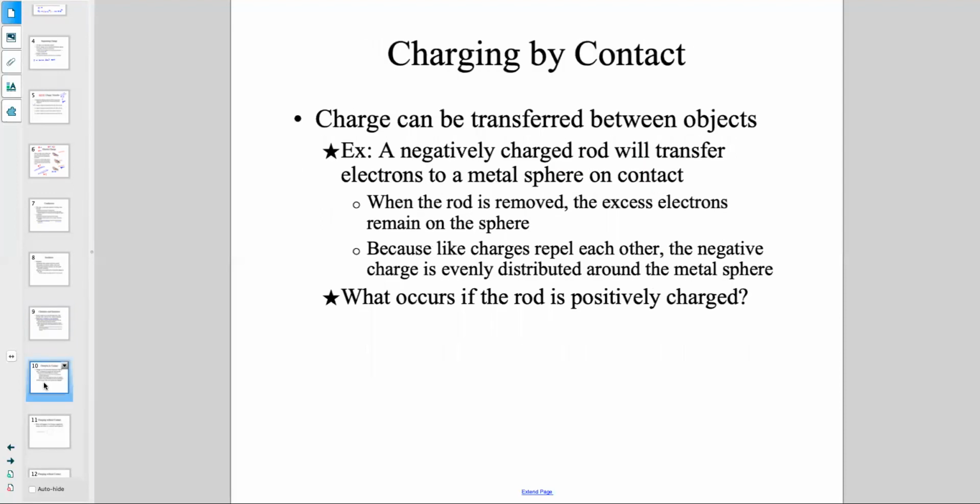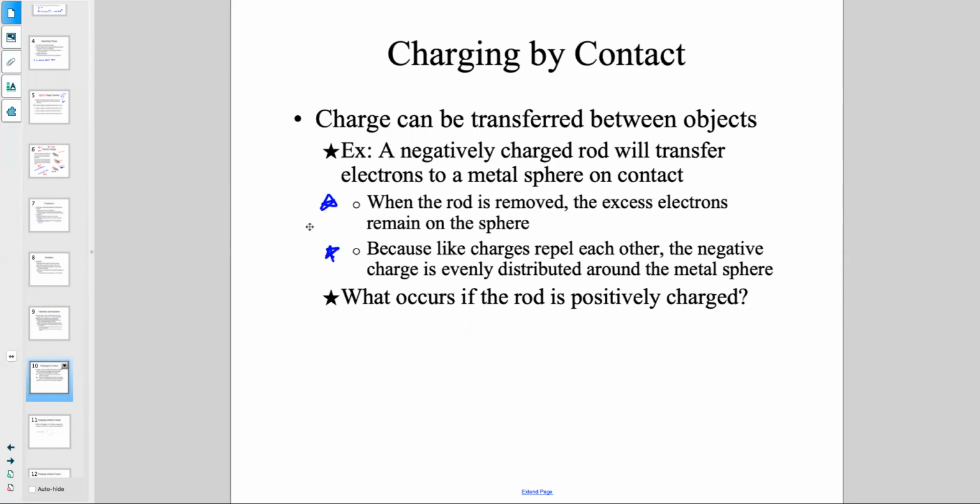So we have charging by contact. Charge can be transferred between objects. For example, a negatively charged rod will transfer electrons to a metal sphere on contact. Okay. When the rod is removed, the excess electrons will remain on the sphere. Okay, we'll talk about it later on. Because like charges repel each other, the negative charge is evenly distributed around a metal sphere. We'll talk about it again. So these two, I'll talk about them again in an example.